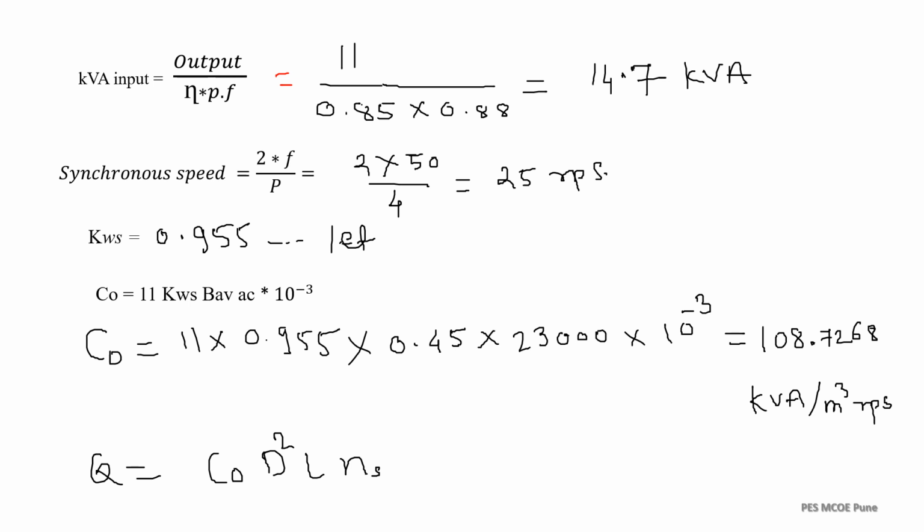We have also calculated C naught. We have calculated this Q here. We have calculated C naught 108.7268, and also NS is calculated in this step, 25 RPS. So we can calculate this D square L. D square L can be calculated with the expression you can see here, D square L is equal to Q by C naught into NS.